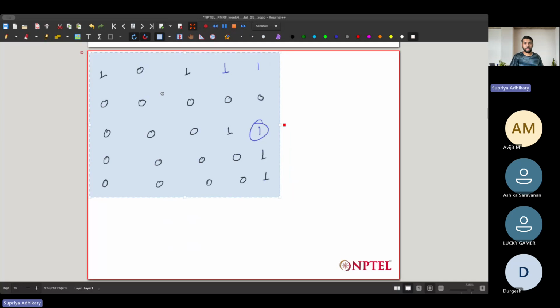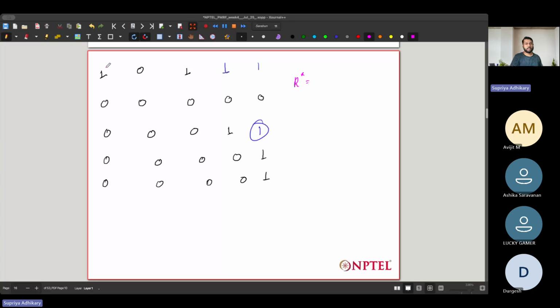If this is our relational matrix, so corresponding to that, what should be the relation? So we have the relation R star as 1 1 is there, 1 3 is there, 1 4, 1 5. These are there. Then 3 4, 3 5, 4 5, and 5 5. So this should be our R star.